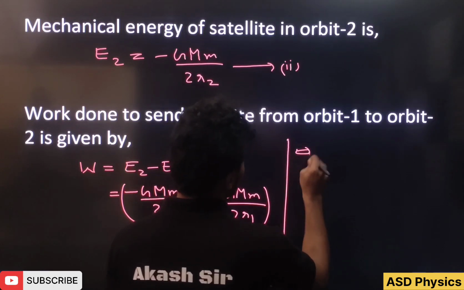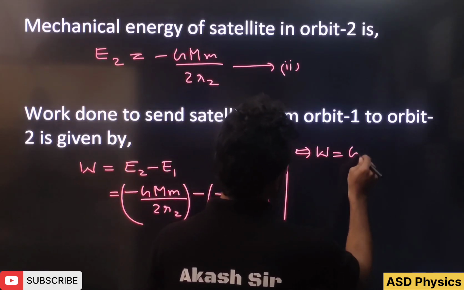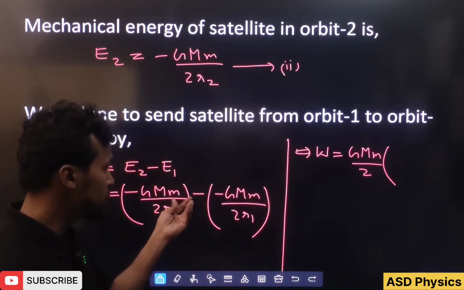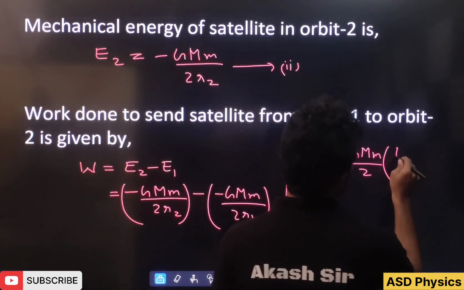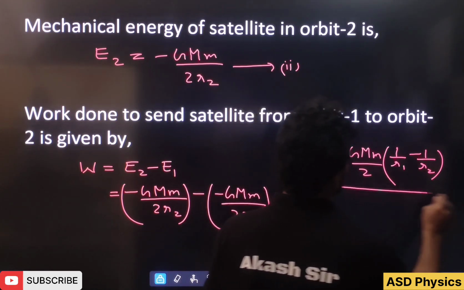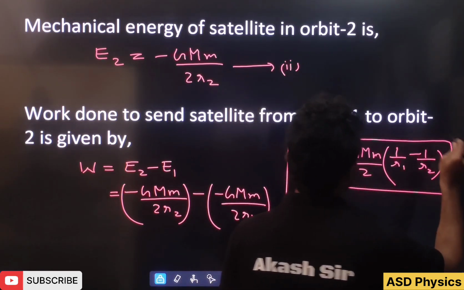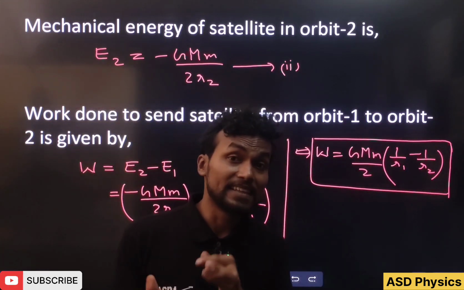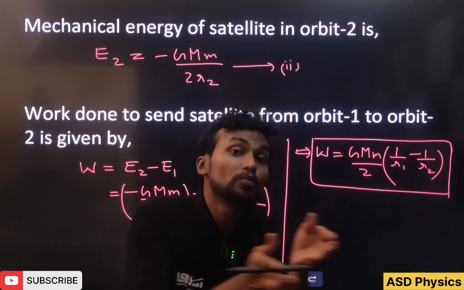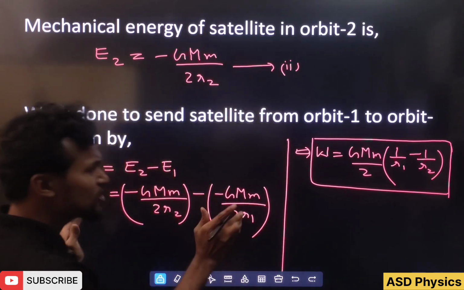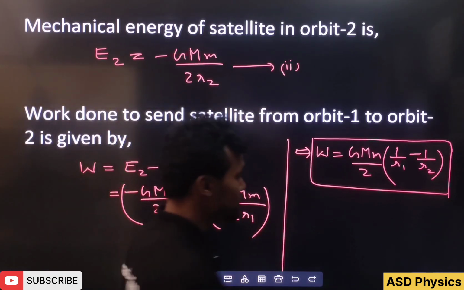Now after that, if I write here, this work done will be given by GMm by 2, and minus minus will become plus, that means it will come here as 1 by r1 minus 1 by r2. This is the work done to change the orbit of the satellite, because when the satellite goes away from the planet, its energy will increase, like minus 10 to minus 5. So in this situation we have to do some work here, is it? Very easy concept, a very direct question will come in the exam, is it?